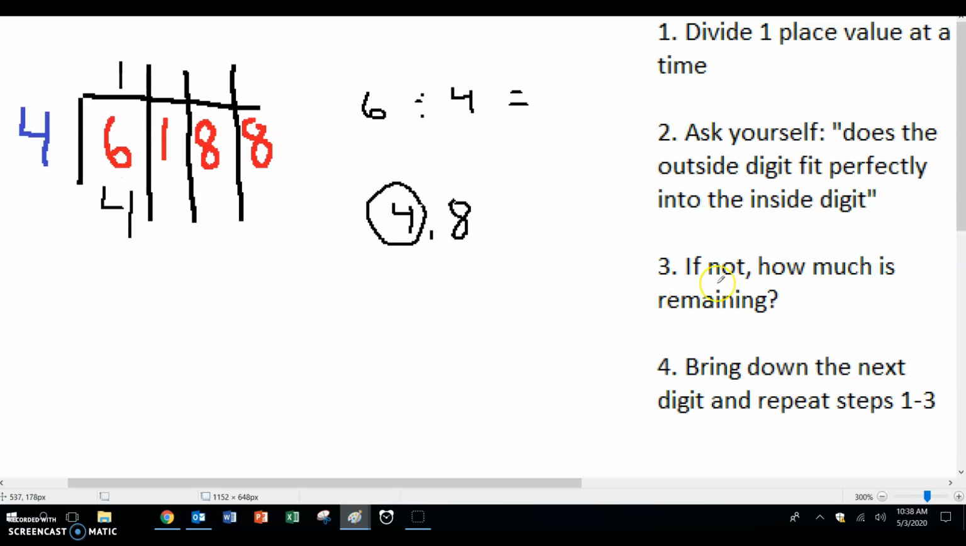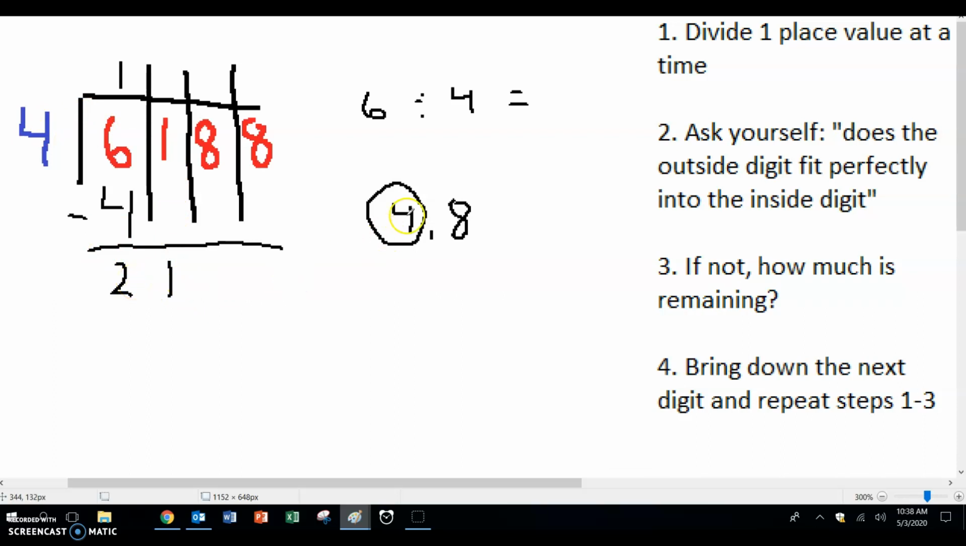Our next step, we have to ask, how much is remaining? Well, 6 minus 4 equals 2. Last step, bring down the next digit. We've taken care of the 6. Now let's bring down the 1. Read the number exactly as it is, 21. And then let's ask ourselves, does 4 fit perfectly into 21?